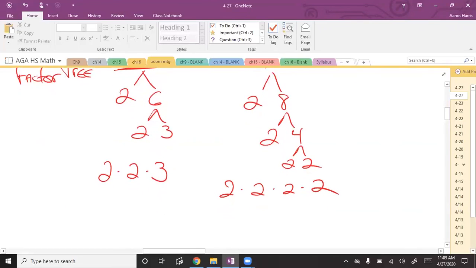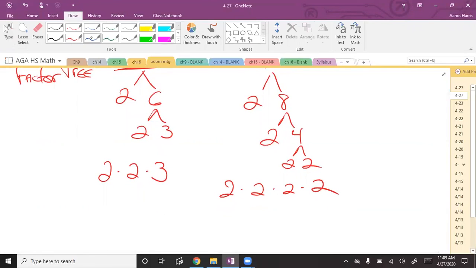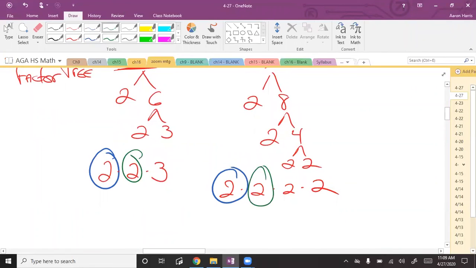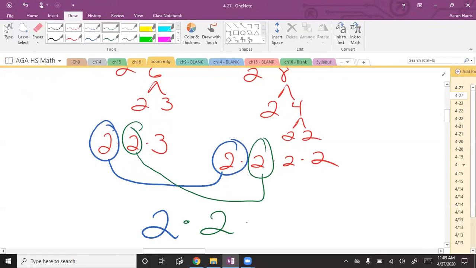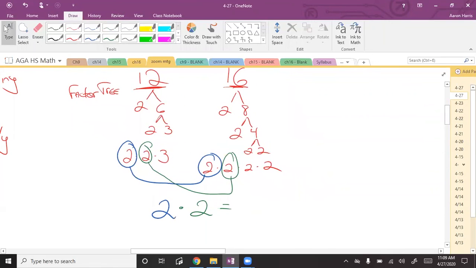What we want to do is not duplicate any of these. So if I circle this one, I need to circle the same one on the right side. If I circle this 2, that means I need to circle another one on that side. And I can only pull out one of them. So when I say one of them, I have 2 blues, I can only pull out 1. I got 2 greens, I can only pull out 1. So the biggest number that I can get out of 12 and 16 is going to be 4.